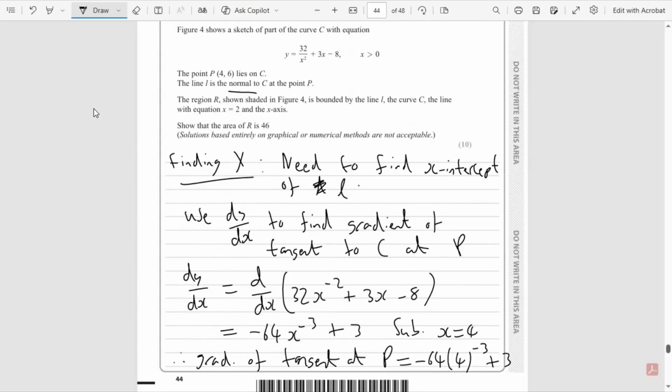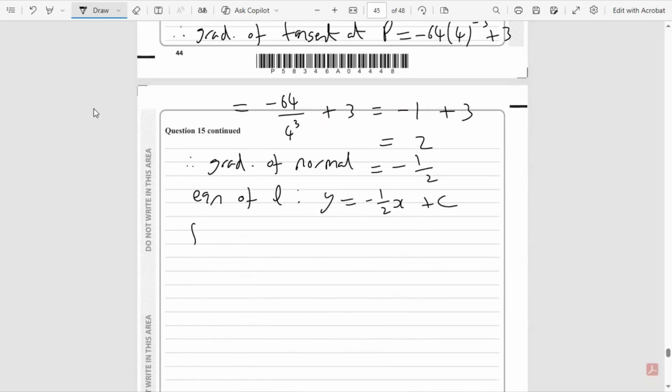Okay, so to do that, we can now sub in the coordinates of P. So sub in P, which is 4 across and 6 up.